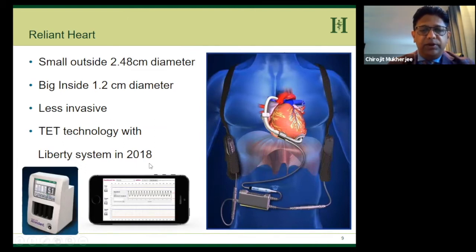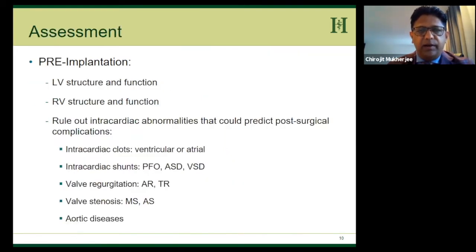They have something called the Liberty system from 2018, which has what is known as TET technology, the transcutaneous energy transfer. And with this heart assist device, they are remotely controlled, and because they are placed intrapericardially, there are no chances of driveline infection. So that's the biggest advantage with the Reliant Heart.